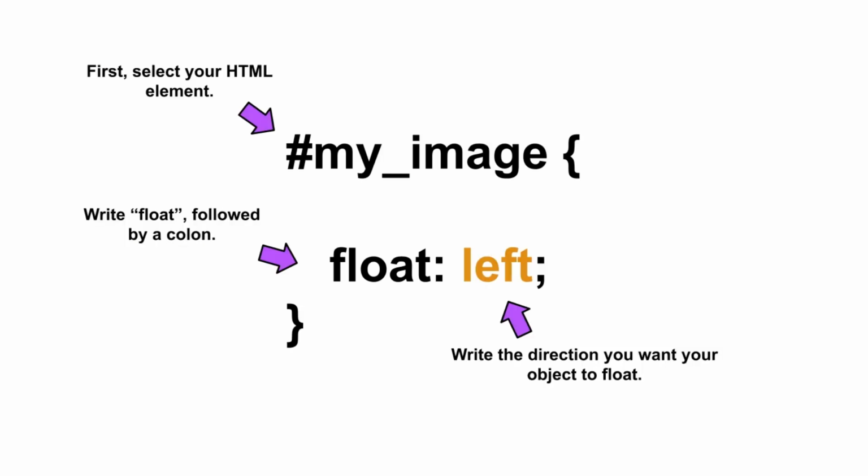To use the float property, first select the element you want to move aside. Then, write float, all lowercase, followed by a colon. After the colon, write the direction you want your element to move aside to.